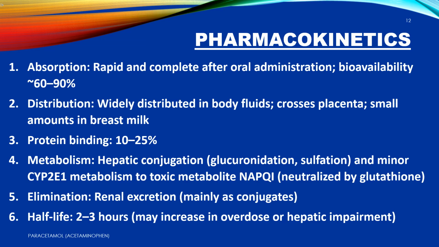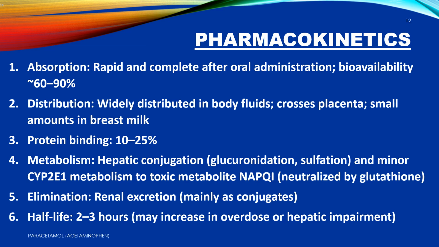3. Protein binding. Paracetamol has relatively low protein binding, 10 to 25%, which affects its distribution and elimination in the body. 4. Metabolism. Paracetamol undergoes hepatic conjugation, glucuronidation and sulfation, and minor metabolism by cytochrome P450 enzymes to form a toxic metabolite called NAPQI, which is normally neutralized by glutathione.